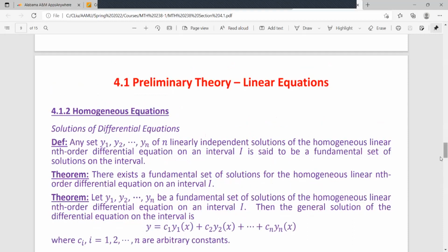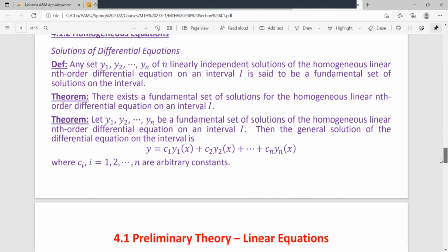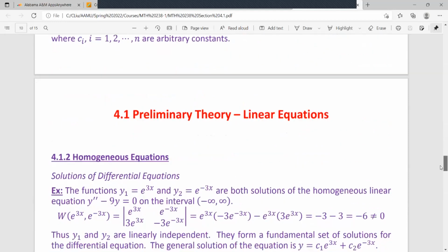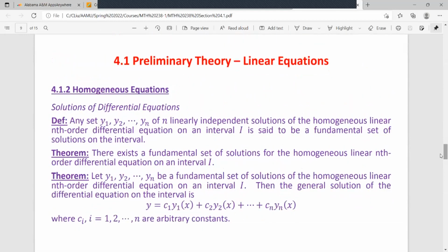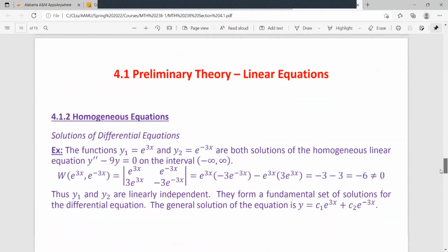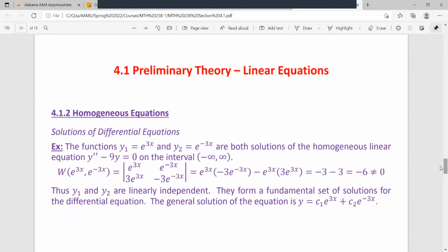So we got a lot of definitions and theorem here. But I guess I will do an example first instead of talking about theorems and definitions. Okay, so let's just look at a simple example.